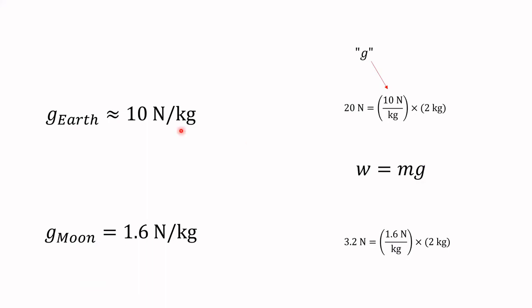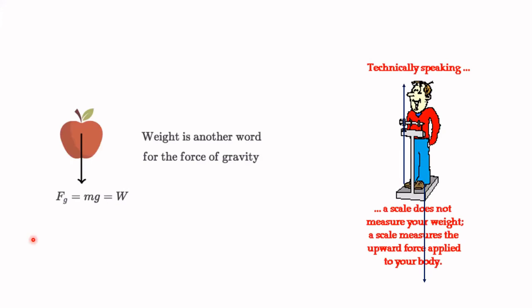So just to summarize, the strength of the G field here on Earth at the surface is about 10 newtons per kilogram. On the moon, it's about 1/6 of that. Now I've been using W for weight, but with a little thought, I'm sure you'll realize that weight is really the force of gravity on your body. It's Earth's gravity pulling down on you.